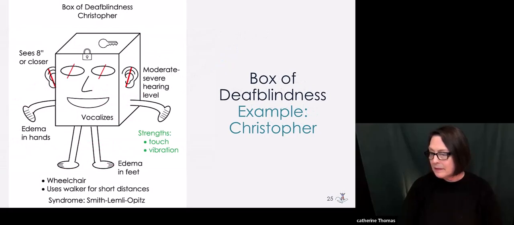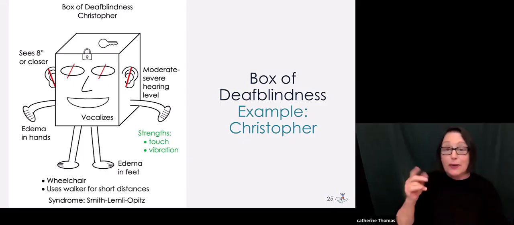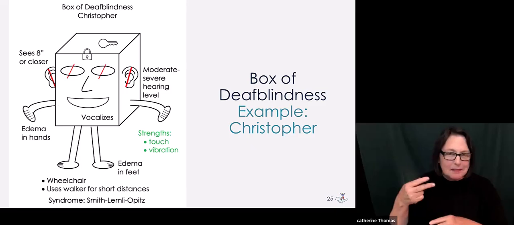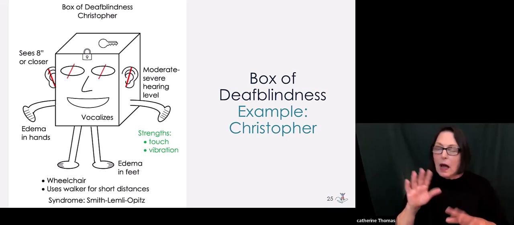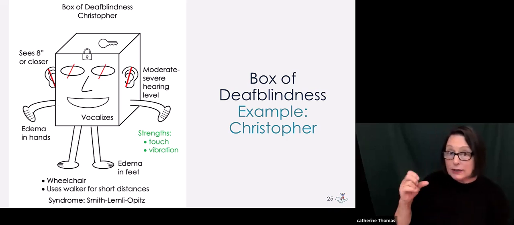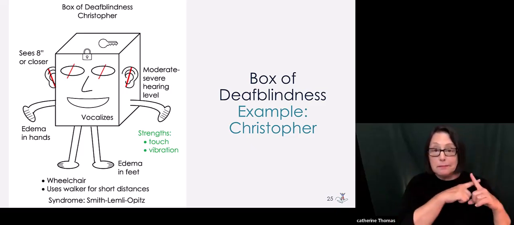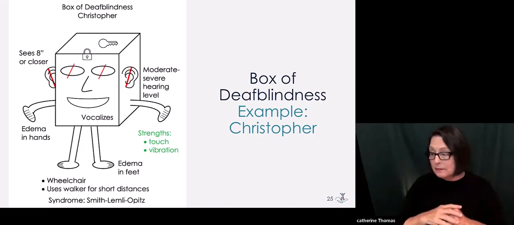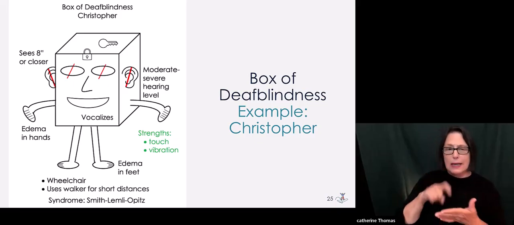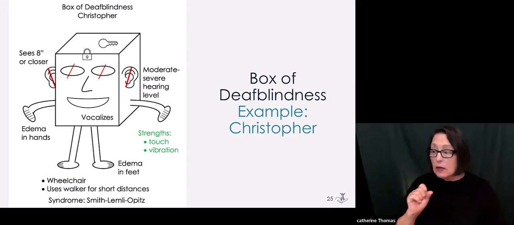We've included a couple of other examples. So this is Christopher, who you've seen a couple of videos of now. He's got lines through the eyes, with a note that he does see at 8 inches or closer. His ears have a line through them to note that he has a moderate to severe hearing level. There's no indication that his sense of smell or taste are limited, and there's a note there that he vocalizes.